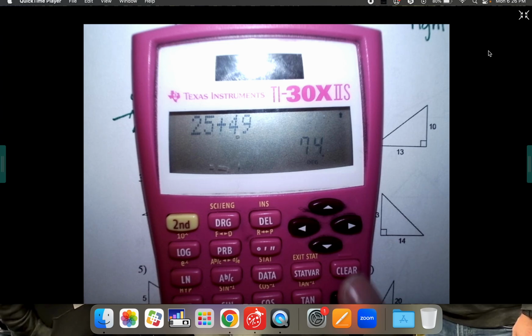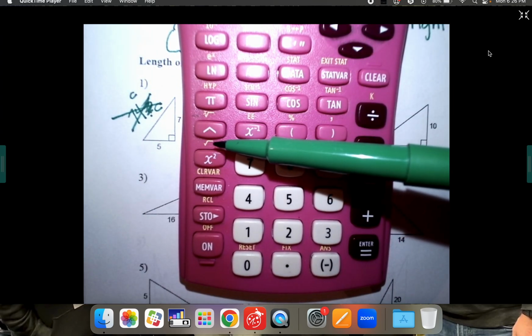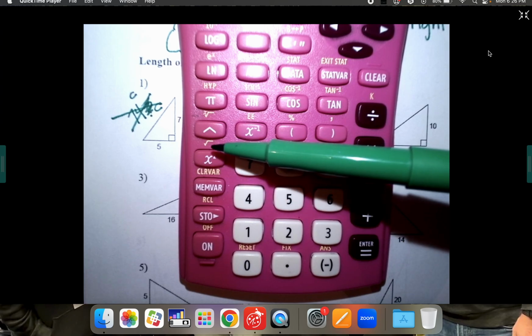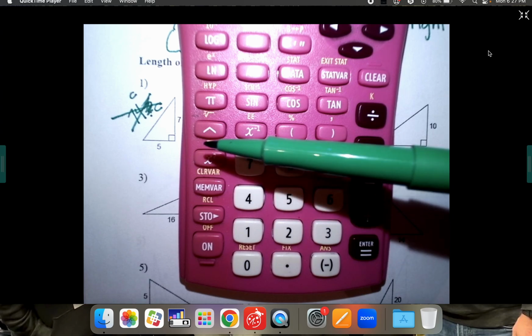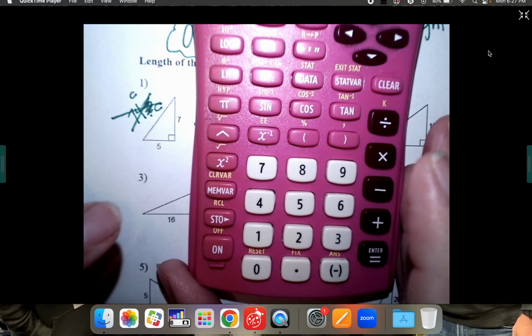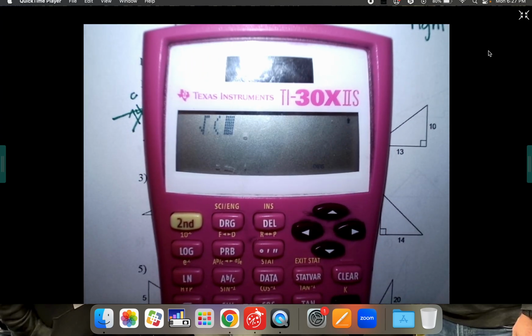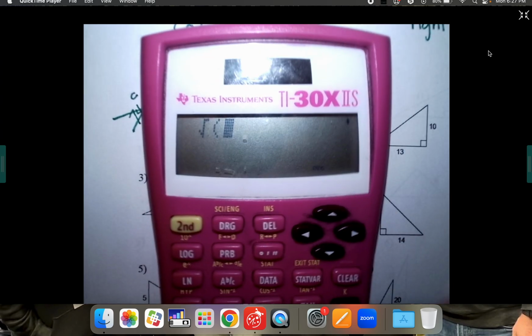So we're going to take our calculator, and I have a square root button right here. It's above my x squared button. It's in the background, so I have to push second or shift to get it to go to that one. So I'm going to do second and then my square root button, and it should look like this. And so then I'm going to put in 74.